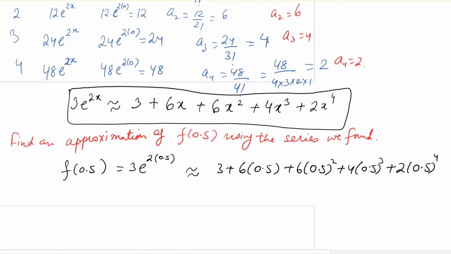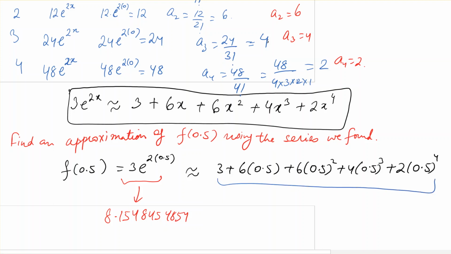And the exact value using the calculator is 8.154854854. But the approximated value we find using this series is 8.125. These are only 5 terms, so that's why we get an approximate value. But if you use more terms, you can get more accuracy.